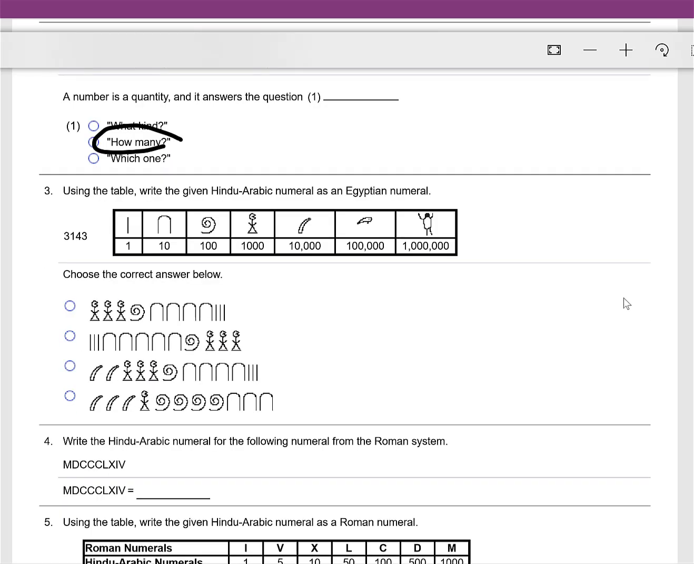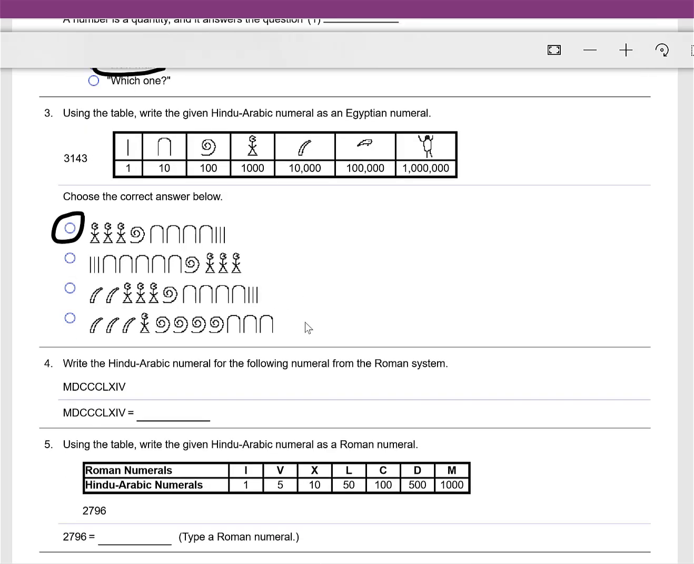Using the table, write the given Hindu-Arabic numeral as an Egyptian numeral, and we want to write 3,143. So we see 3 in the thousands position, so I want to have 3 of these pointing fingers. And if we look at our answers, it looks like, no, I'm sorry, not those. I'm sorry, the astonished person. My apologies, astonished person. And the only one that has those is right here. And let's just check and make sure the rest of it's right. 100, which is the scroll, 40, which are the heels, and then 3 staffs. So that's the correct answer.